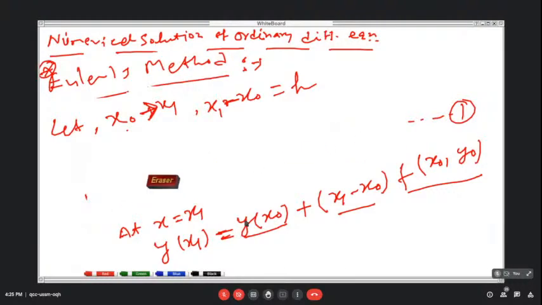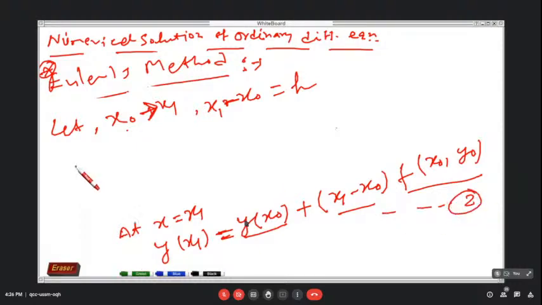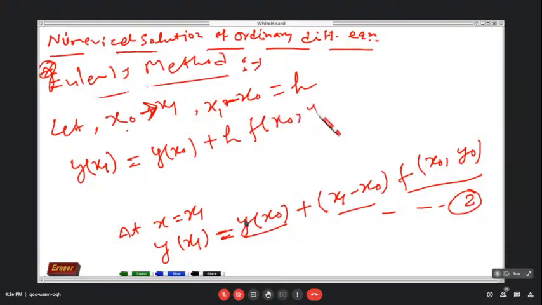Anyway, if I put this in my equation 2, let's say this is my equation 2, then what I get is the value of my function y(x1) equal to y(x0) plus h f(x0, y0).